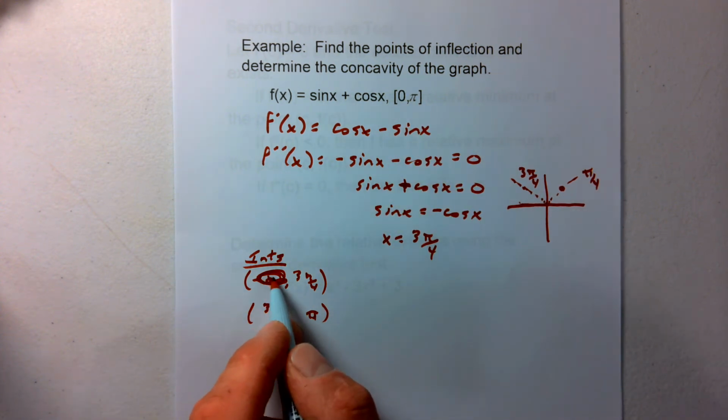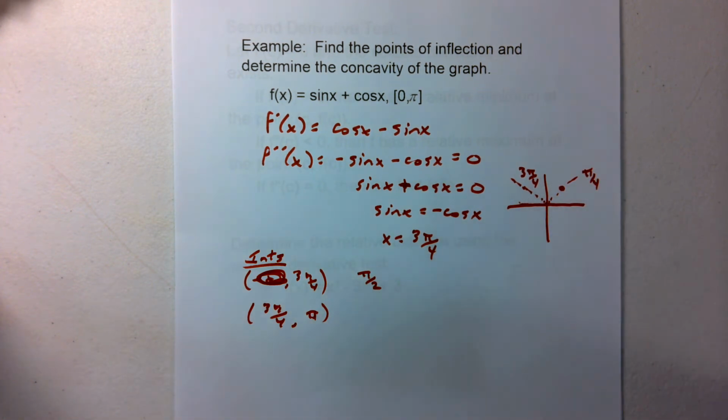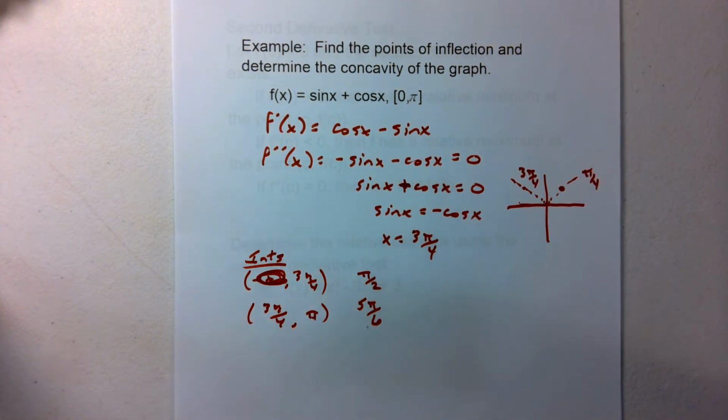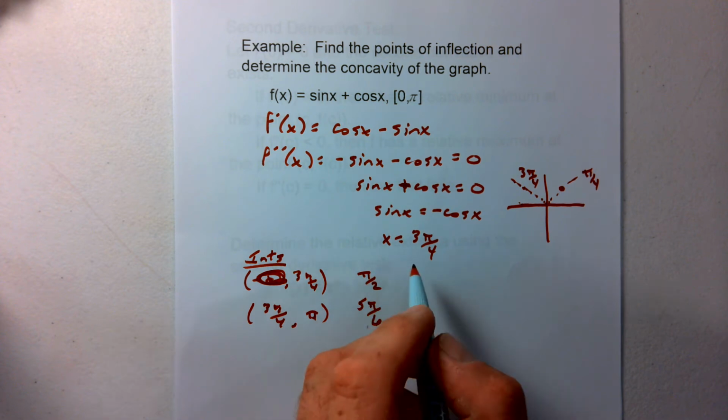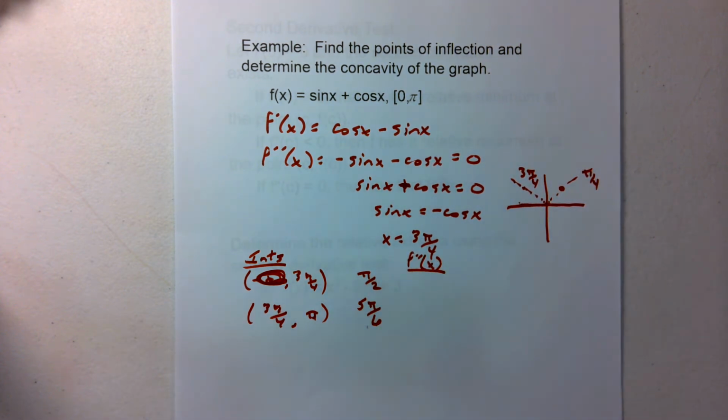So a value between 0 and 3 pi over 4, doesn't matter what value you want. I'm going to pick pi over 2 since we know sine and cosine are pretty easy on that axis. 3 pi over 4 to pi, not as easy. We can do 5 pi over 6. So we can go ahead and look at the sign of the second derivative.